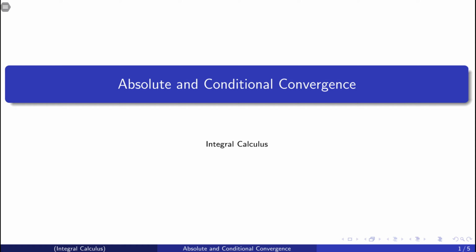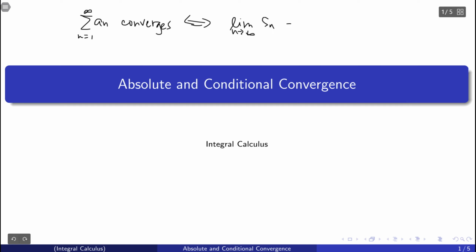In this video, we'll talk about two types of convergence. So it turns out that given a series, there are actually two ways in which it may converge. So far, what was our definition for convergence? It was that if you had the sum from n equals 1 to infinity of a sub n, you say that that series converges if the sequence of partial sums has a finite value in the limit, as n goes to infinity.